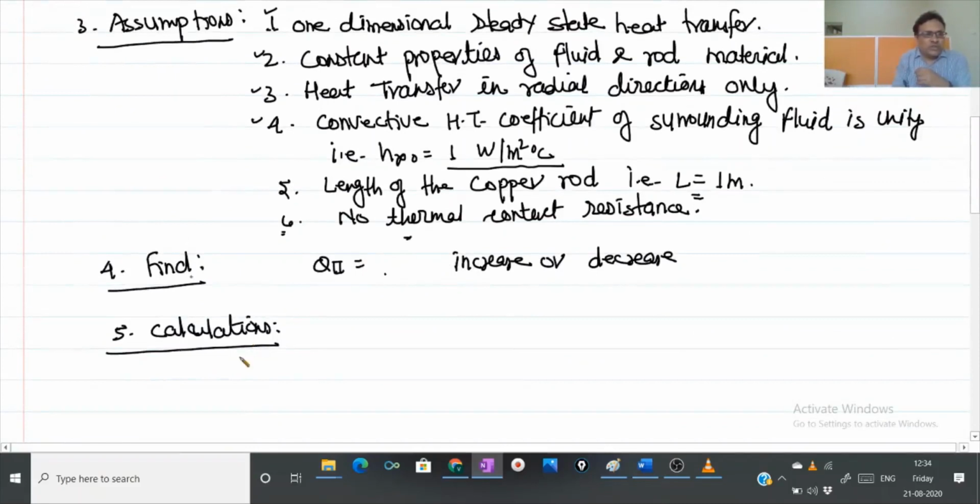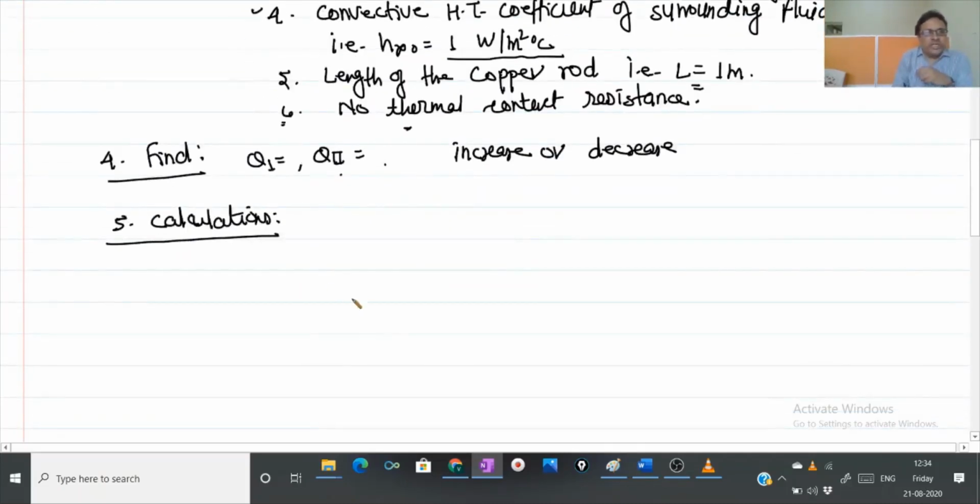Now let us list what is to be found out. We are supposed to find out the rate of heat loss in the first case, that is when the copper rod is bare, and the rate of heat loss in the second case when the copper rod is provided with insulation, and we have to tell whether Q2 is more than Q1 or Q2 is less than Q1, that is whether Q2 is decreasing or increasing. Now let us do the detailed calculations. So first, let us calculate the rate of heat transfer for case 1.